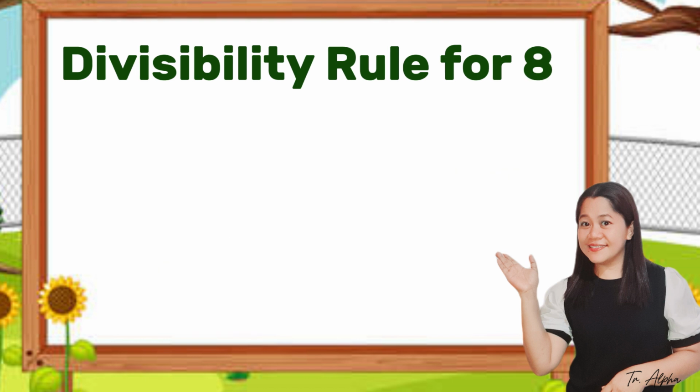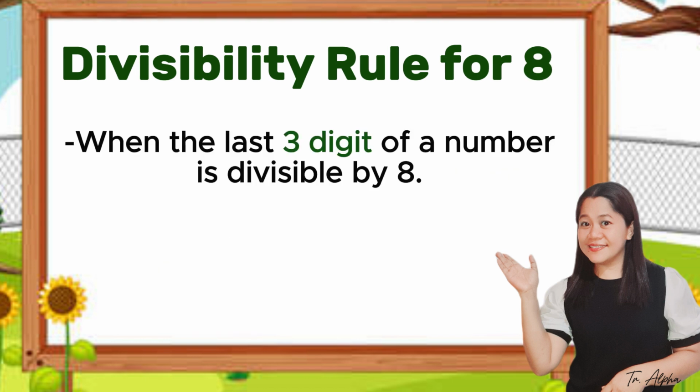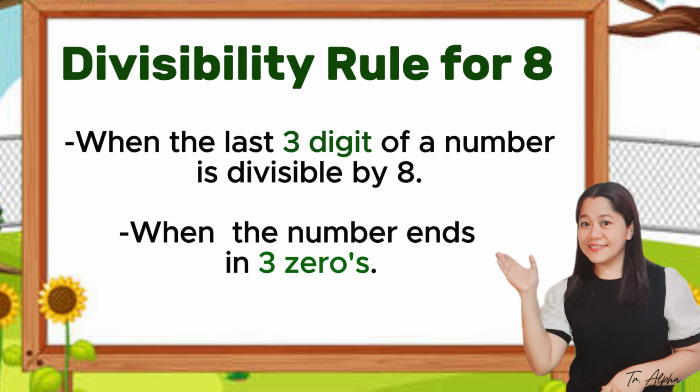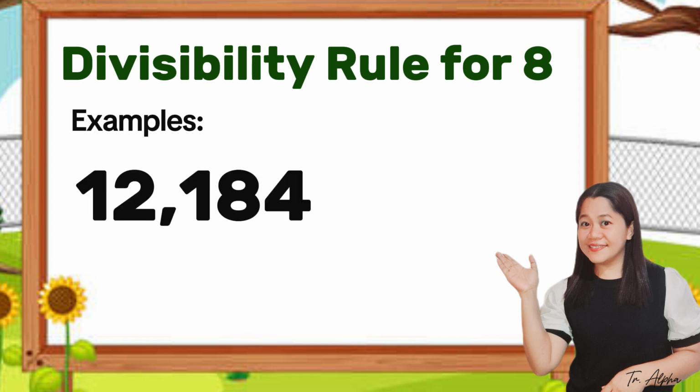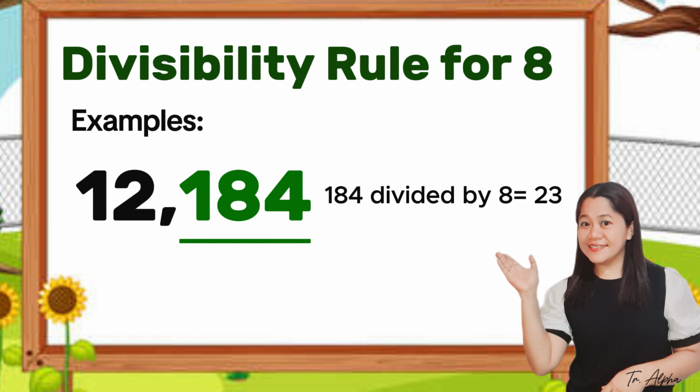Divisibility rule for 8. A number is divisible by 8 when the last three digits of the number are divisible by 8, or when the number ends in three zeros. Example, 12,184. The last three digits of 12,184 are 184. And these last three digits are divisible by 8 because 184 divided by 8 is 23. Therefore, 12,184 is divisible by 8.